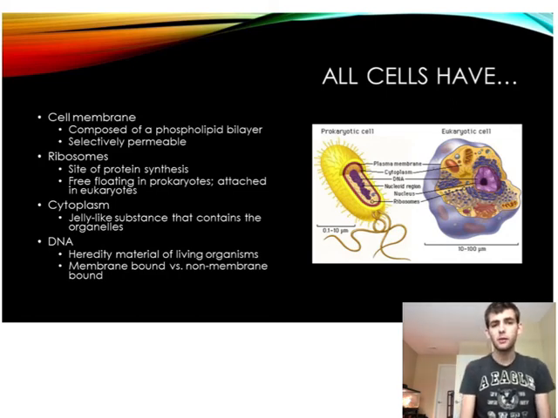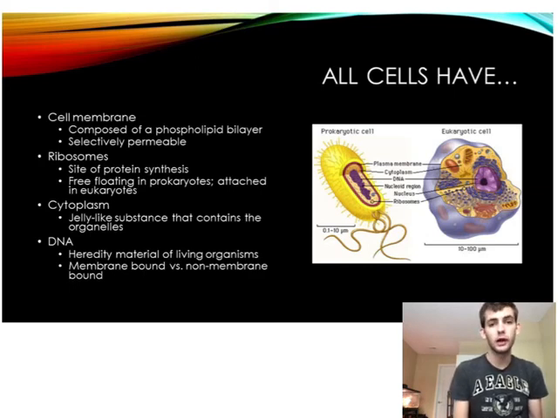And the last thing I want to talk about is, what do all cells have in common? So you might recall that there are two types of cells, prokaryotes and eukaryotes. Prokaryotes are things like bacteria, and eukaryotes are pretty much everything else. Well, regardless of the cell type that we're talking about, these cells are going to have some similar characteristics. They're all going to have a cell membrane, which is composed of a phospholipid bilayer.